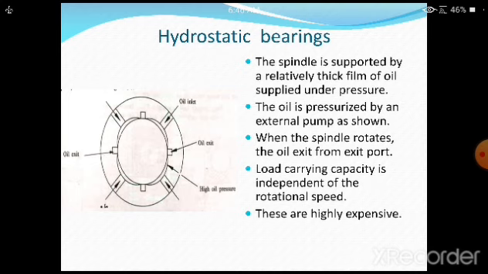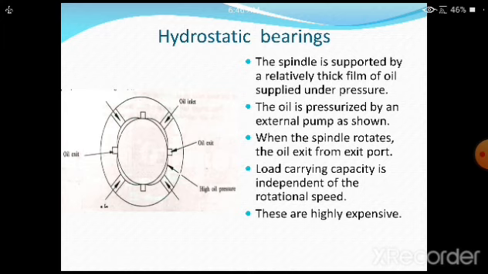Now we need to understand what hydrostatic bearings are. As far as the working principle is concerned, it is the same. The only difference is that in a hydrodynamic bearing, the oil is forced and maintained automatically as the spindle is made to rotate between the clearance. But in hydrostatic bearings, which you are going to see on the screen, we require a separate pump. A pump is responsible for sending the oil into the annular space between the spindle and the supporting device called a bearing.